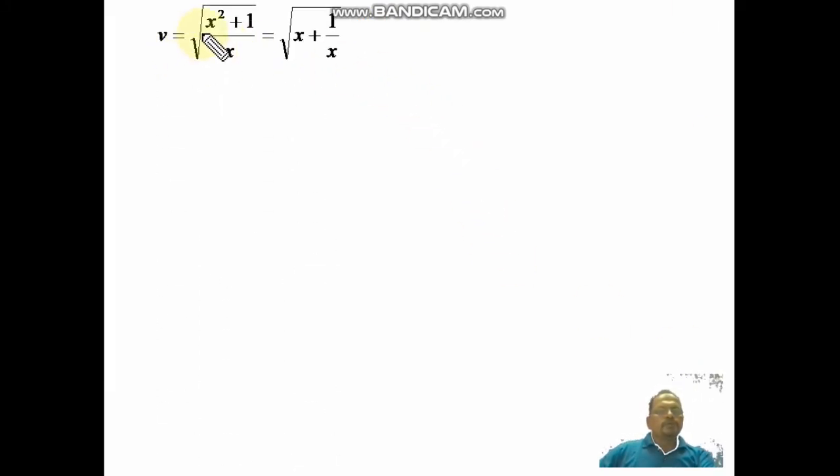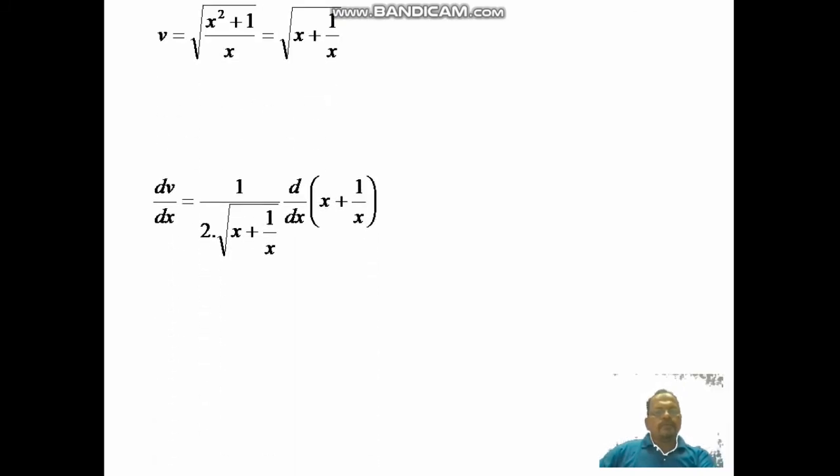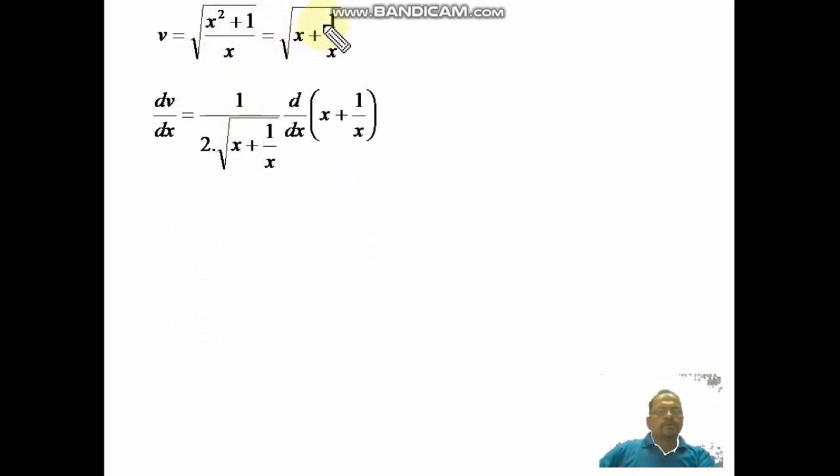v is equal to square root of x square plus 1 upon x, that is square root of x plus 1 by x. Directly taking the derivative of square root is 1 upon 2 square root into derivative of the bracket. It is equal to 1 upon 2 under root x plus 1 by x into derivative of x is 1 and derivative of 1 by x is minus 1 upon x square.